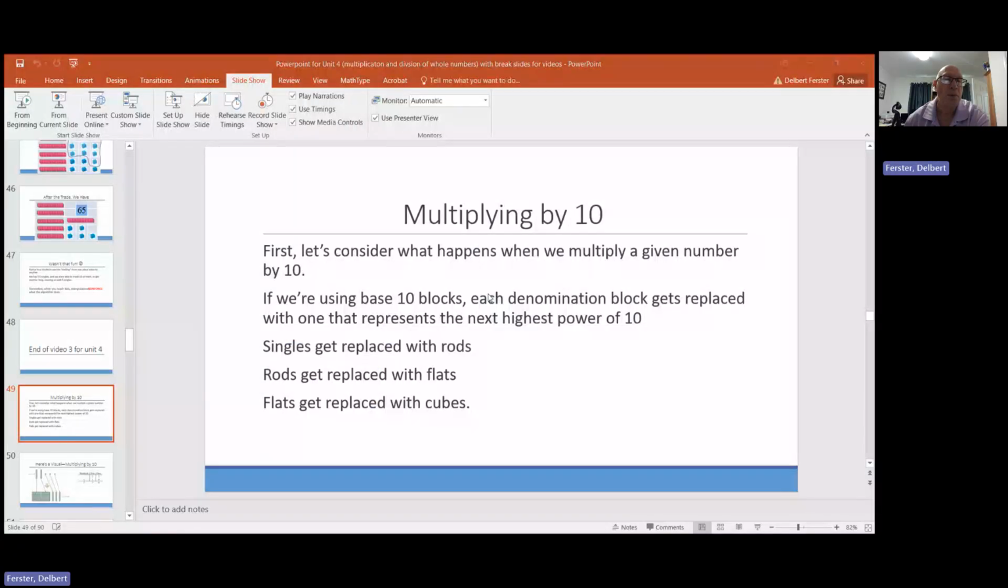Welcome back. It's time for video 4 as we continue our studies of Unit 4, looking at multiplying and dividing whole numbers. So let's go ahead and get out to the PowerPoint. Here we go. All right, from current slide.